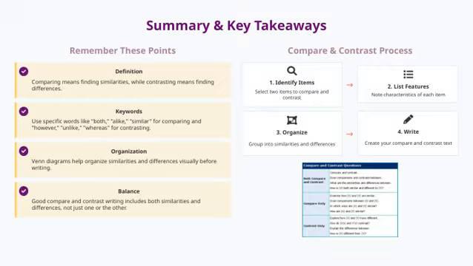Now let's look at the process. First, you identify the items you want to compare and contrast. Then, list their features or characteristics. Next, organize these features into groups of similarities and differences. Finally, you write your compare and contrast text, keeping these organized ideas in mind.